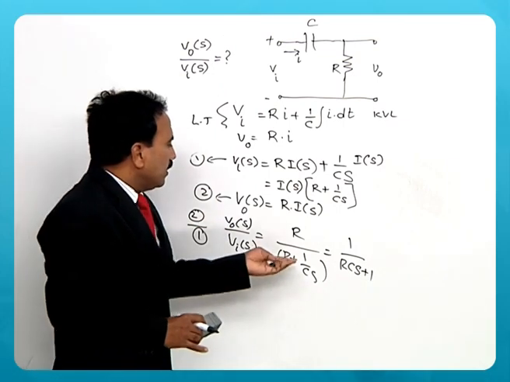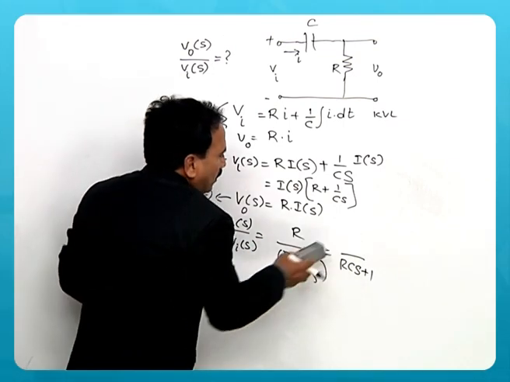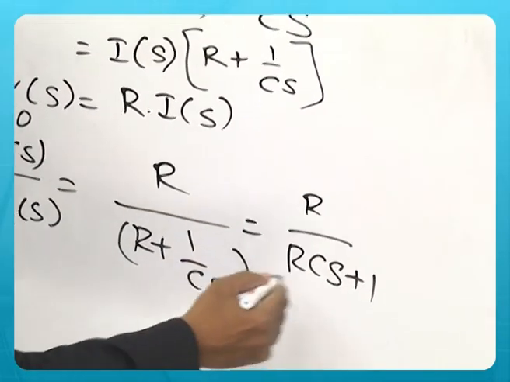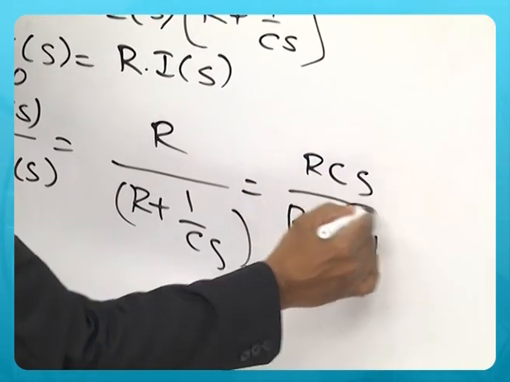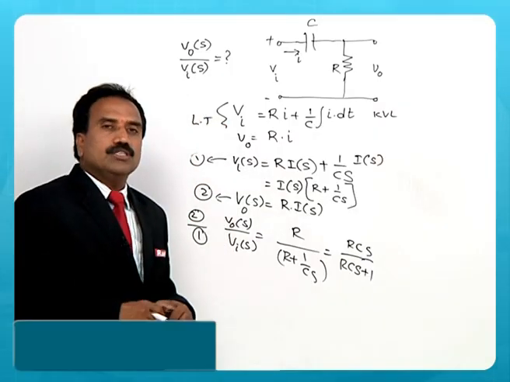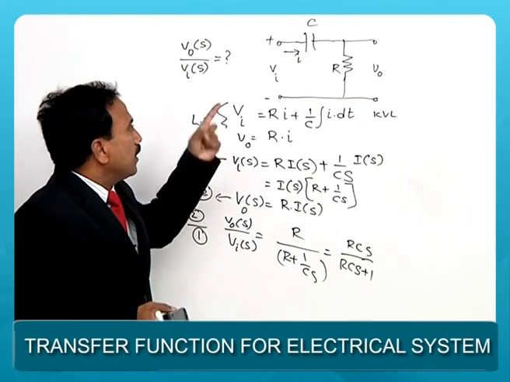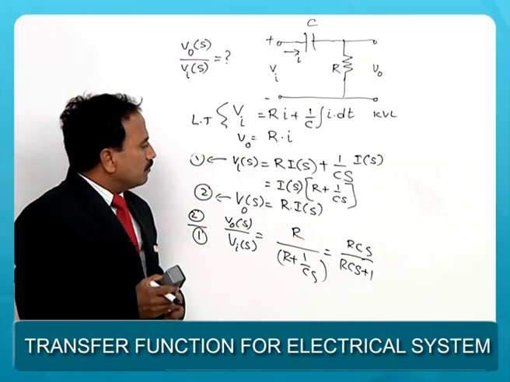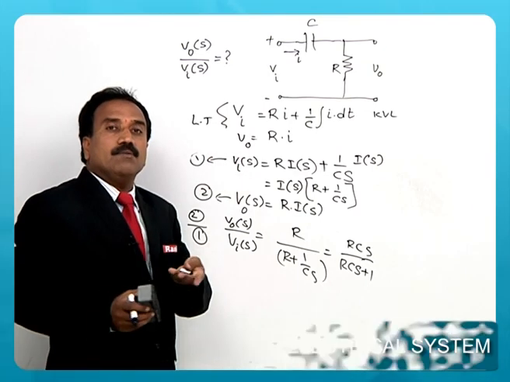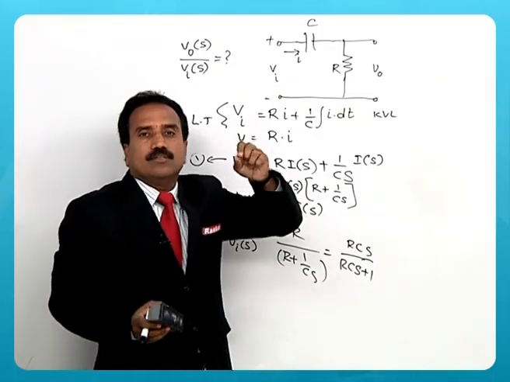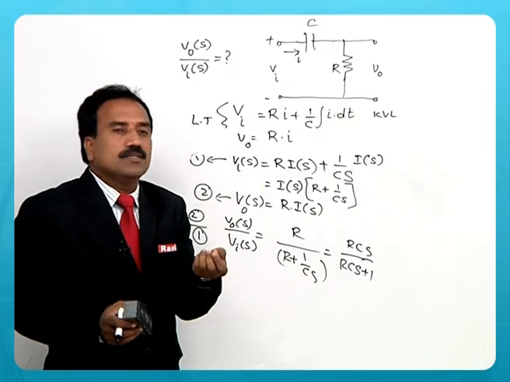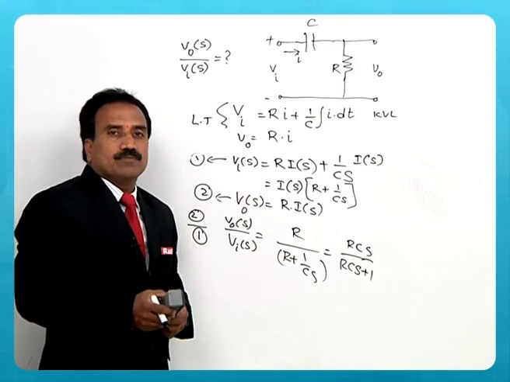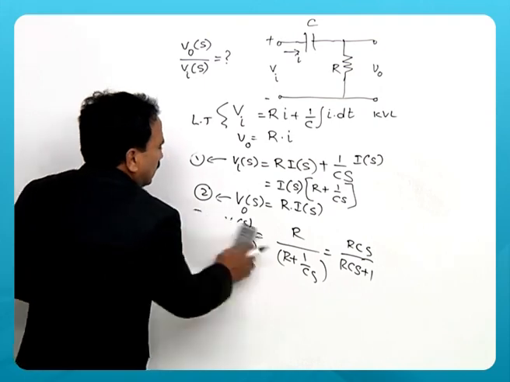So now you can get R by RCS plus 1, and Cs also comes in the numerator. So there is a change in the transfer function when you swap these values. But the important thing is, you must know how to write these two equations. The question may come with some values. You may be given capacitance in microfarads, or resistance in mega ohms or ohms. Simply substitute. This is the way you need to find the transfer function.